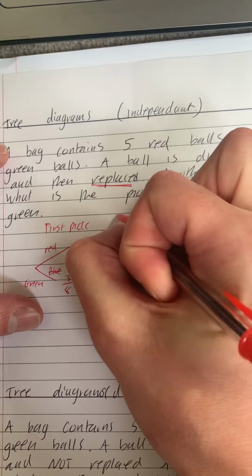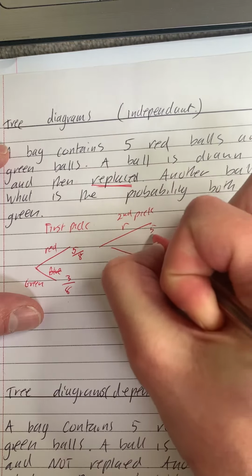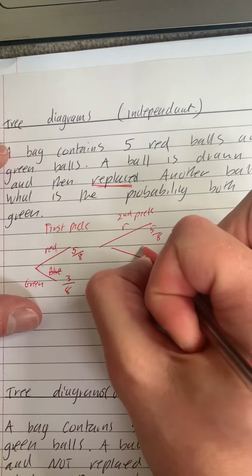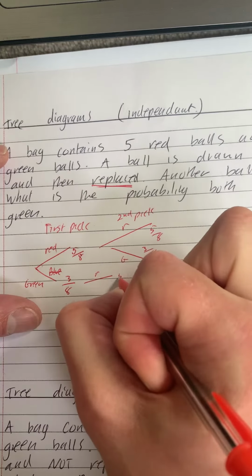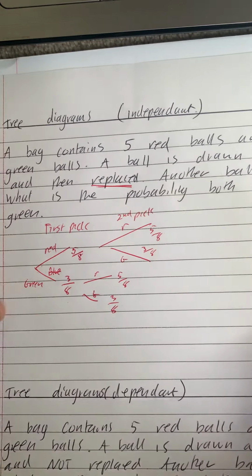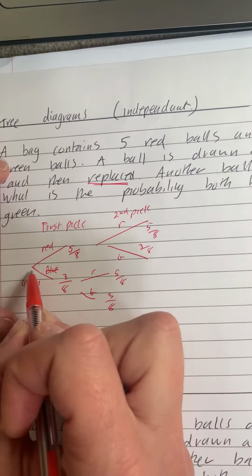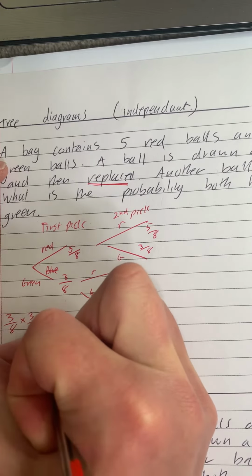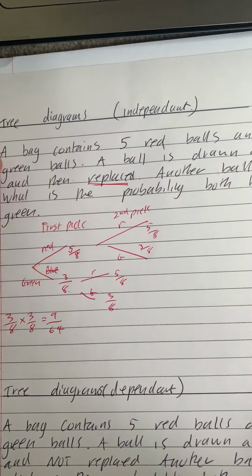And then what happens is we have a second pick. So red, we're going to be 5 over 8 still. So you could pick a red and then a red, or we could pick a red and then a green, which is 3 over 8. Or we could pick a green and then a red, which is 5 out of 8. Or a green and then a green, which is 3 over 8. Now the question asks us, what is the probability both balls are green? So we'd go green and green, so it'd be 3/8 times 3/8, which would be 9 out of 64.